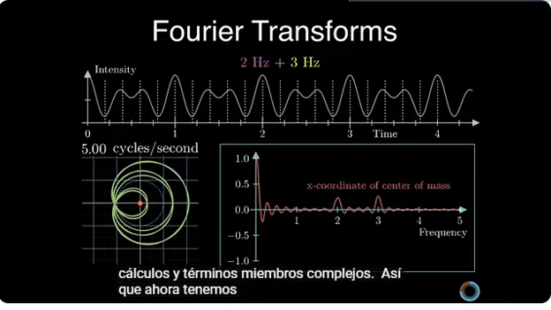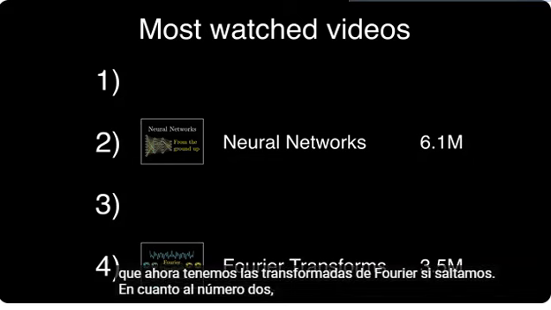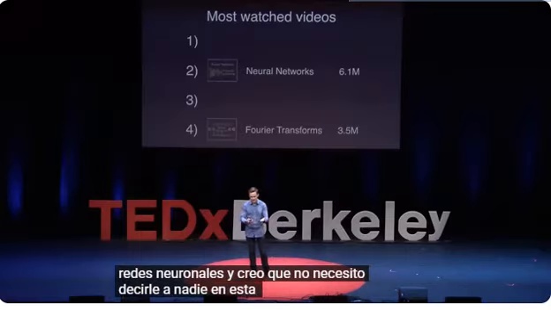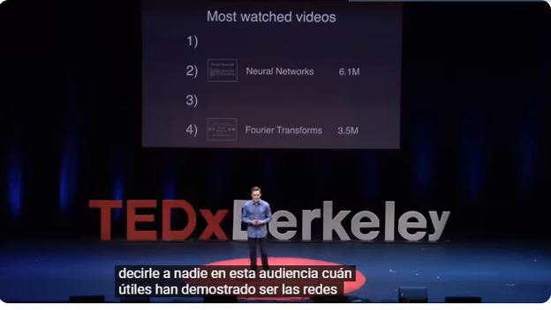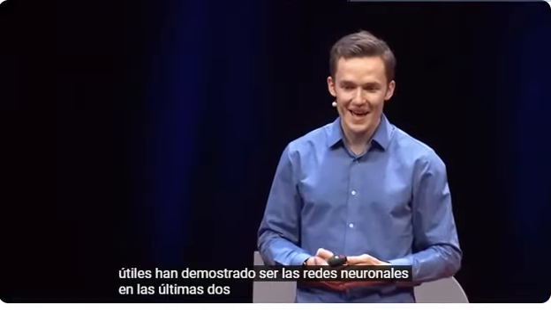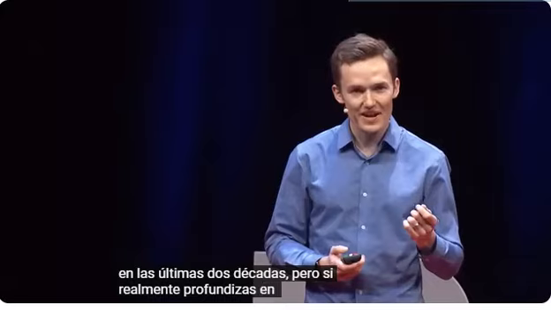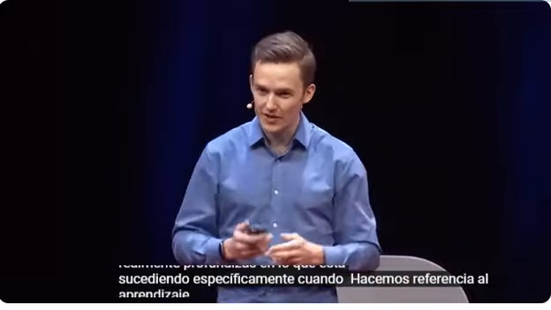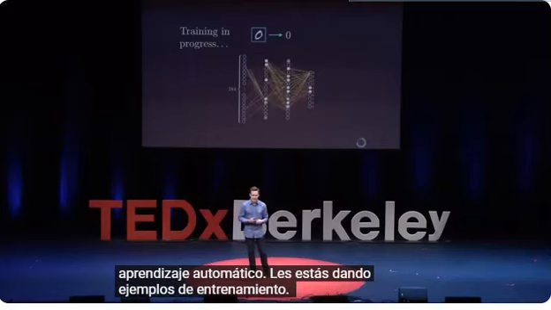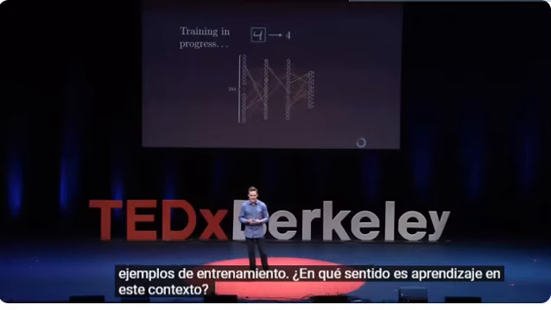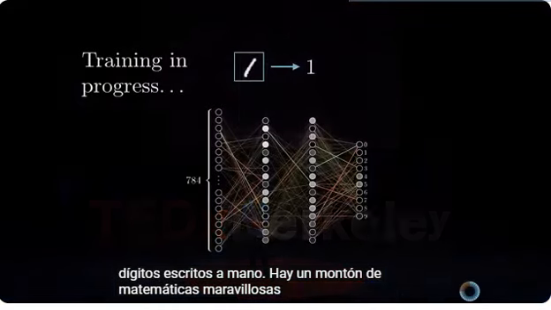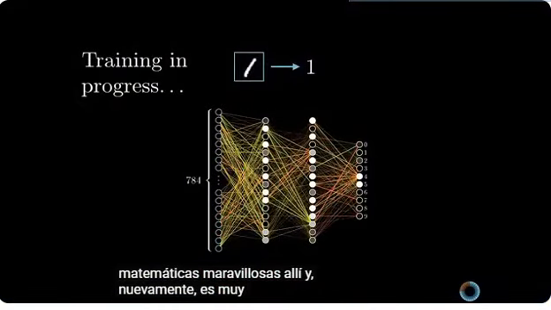So that's Fourier transforms. Now, if we jump up to number 2, I did a video on neural networks. And I think I hardly need to tell anyone in this audience just how useful neural networks have proved to be in the last couple decades. But if you really drill in on what specifically is going on when we reference machine learning, you're giving them training examples, in what sense is it learning in this context how to recognize handwritten digits? There is a ton of wonderful math to be had in there. And again, it's highly visualizable.